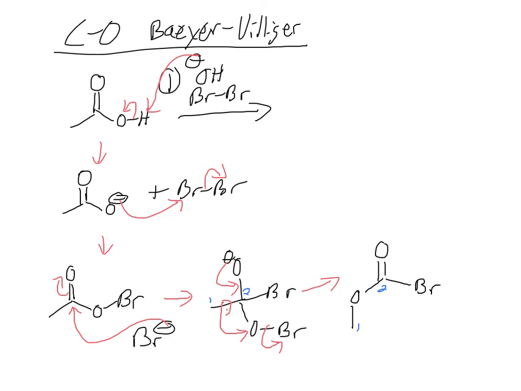And what else to balance my charge? What do I need left over? There should be a Br minus floating around as well. Now, this is unlikely to happen. Normally, what I probably would have done was, instead of having the Br attack, have a step 2 and have something else attack. But it doesn't change the idea. The whole point was to put a good leaving group on its oxygen so it could be attacked. I put the Br on its oxygen so it could be attacked.